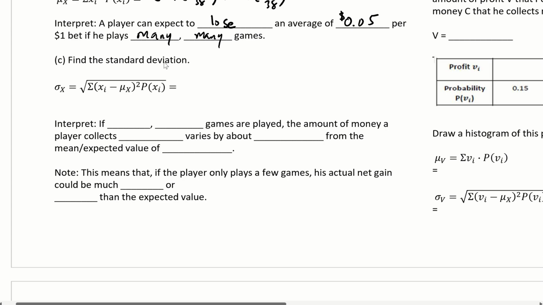So this is a formula that we talked about in the previous lesson. So we can basically subtract the mean from the x value, square it, multiply by the probability, and then you add the results together with the square root. Okay, so we get the square root. The x value was -1 minus the mean value that we just found, which was -0.05, right? So we're going to subtract that, so minus -0.05 here.